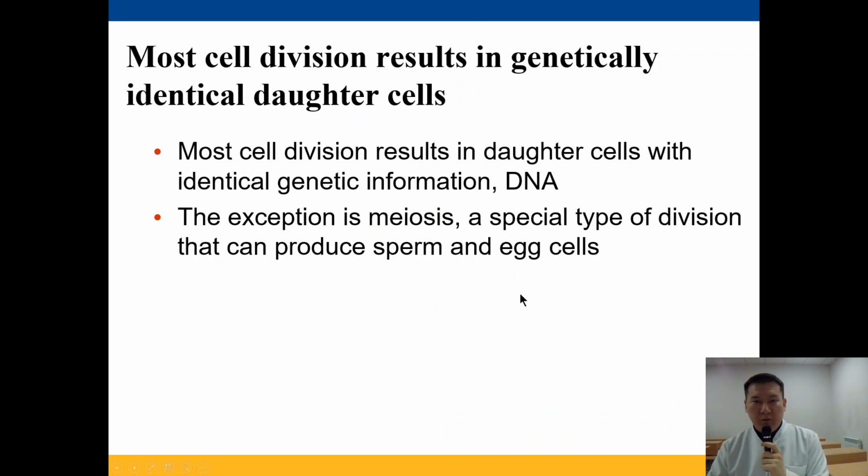Most cell division results in genetically identical daughter cells. So the result will be daughter cells with identical genetic information, which is located in DNA. The exception is meiosis, which is a special type of division that can produce sperm and egg cells. We will talk about meiosis in more depth in the lecture on general embryology.